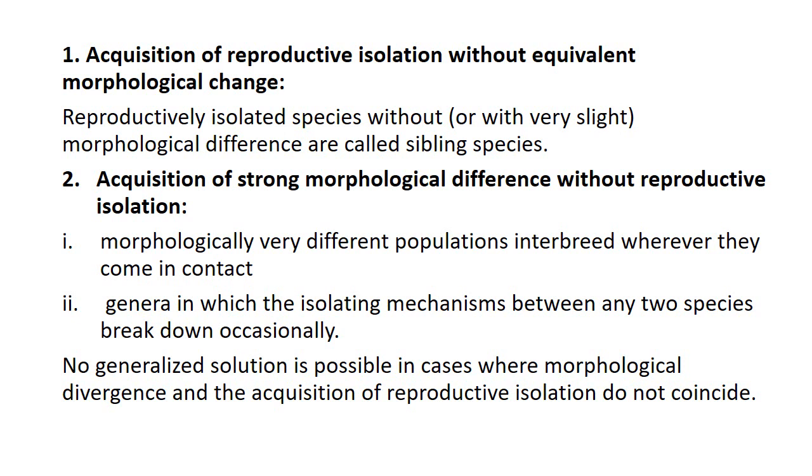The difficulties taxonomists face due to evolutionary intermediacy are: number one, acquisition of reproductive isolation without equivalent morphological change. At this point, there are certain sibling species which are morphologically very similar, however they are reproductively isolated. Reproductively isolated species without or with very slight morphological difference are called sibling species, and that is the point where the taxonomist faces difficulty in the application of the biological species concept. Number two, acquisition of strong morphological difference without reproductive isolation.